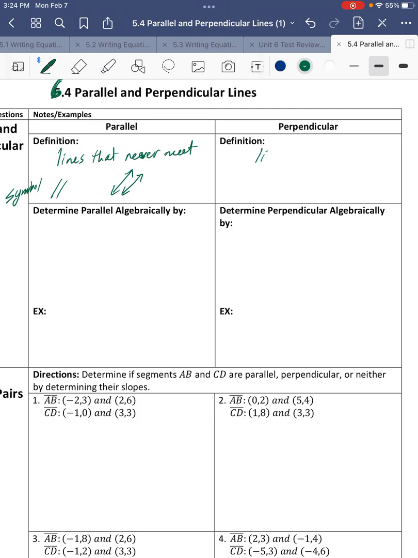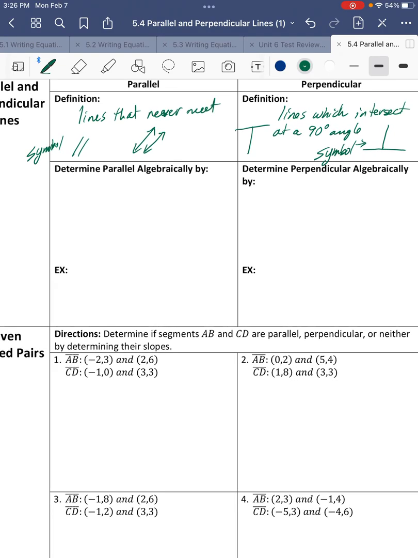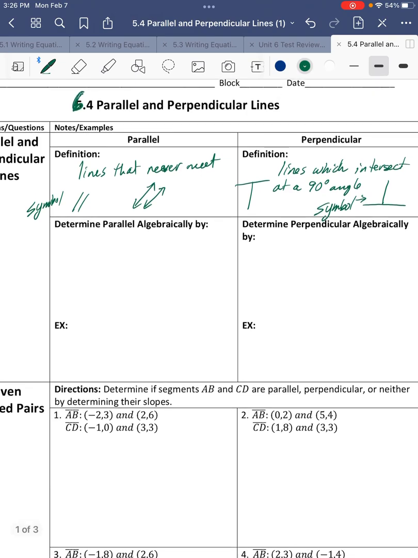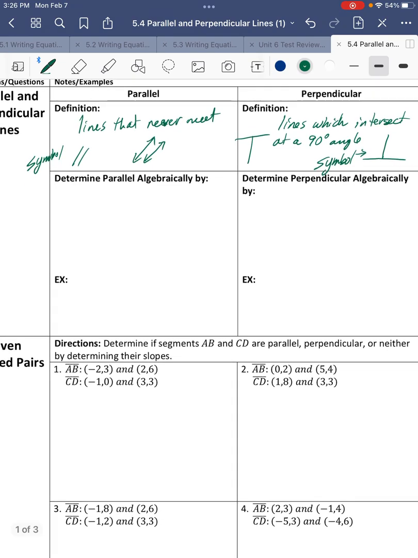Perpendicular lines are lines that intersect at a 90-degree angle. So that kind of looks like an upside down T. It could be a T. And that's the symbol, actually. The symbol is an upside down T. To determine it algebraically, if a line is parallel, the slopes would match.